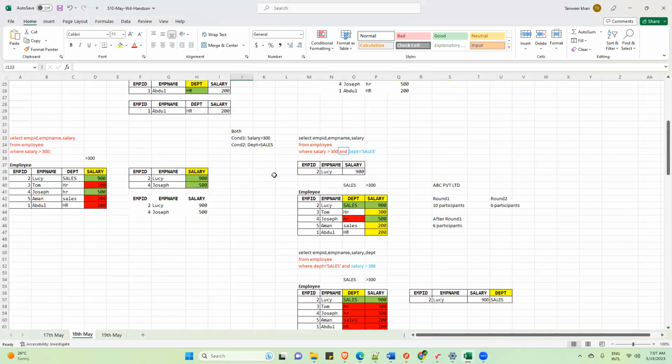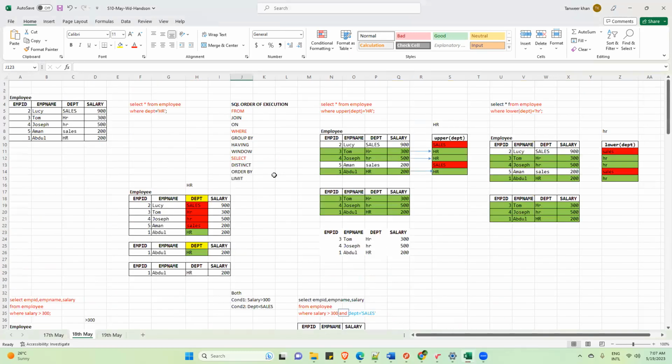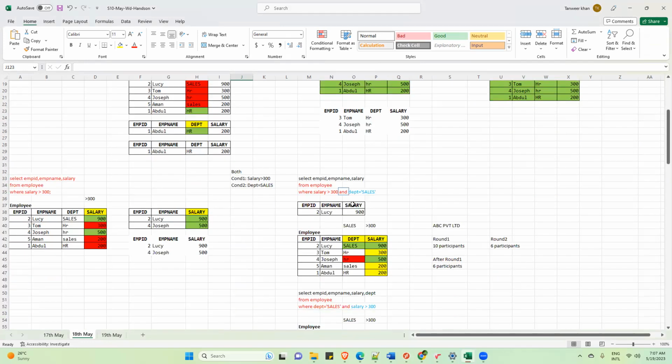So yesterday we discussed creating a table, inserting data, and then the upper and lower clauses. That we have discussed yesterday: how the upper clause and how the lower clause works. And then we discussed the AND condition.